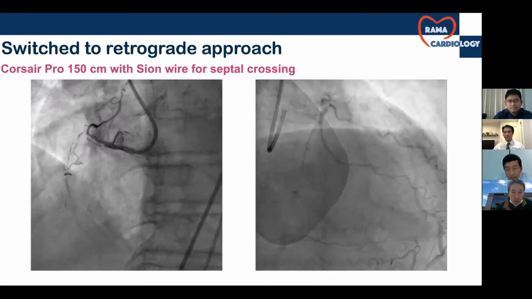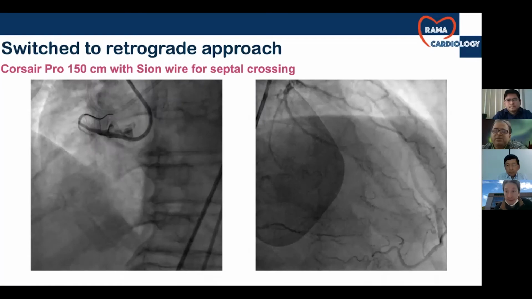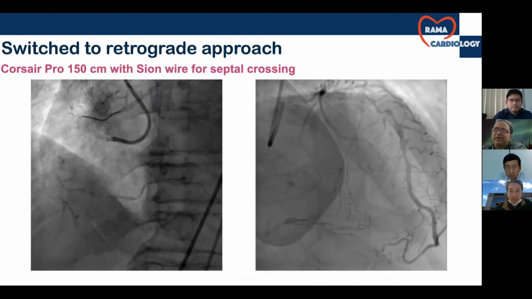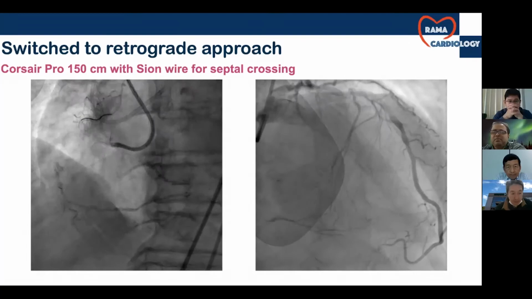Yes, just to add to what Dr. Wasan said, sometimes we put a safety wire in the LAD, just in case you have a second guide wire down, in case something happens. Thank you.